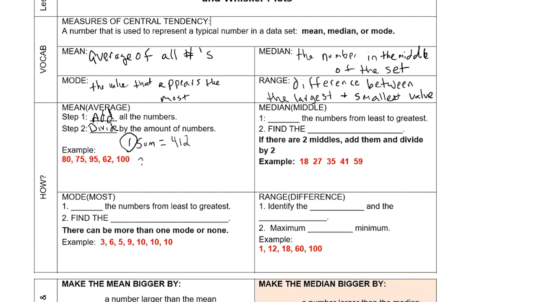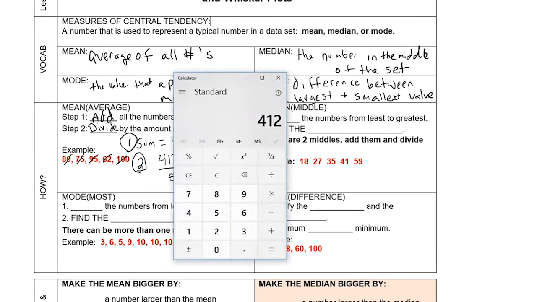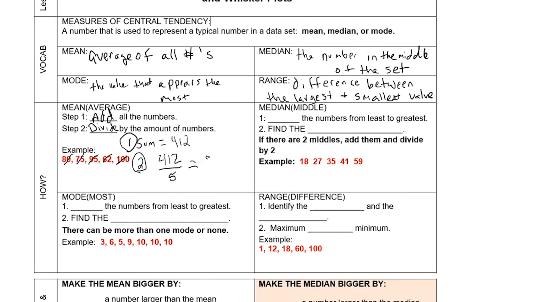And step 2 is to divide by the amount of numbers. So we're going to take 412 and divide by 1, 2, 3, 4, 5 numbers. And that'll be our mean. So we take 412 divided by 5. We get 82.4. And this one we don't have to round because it's a nice number, 0.4. So we just get 82.4. That's how we find the mean.